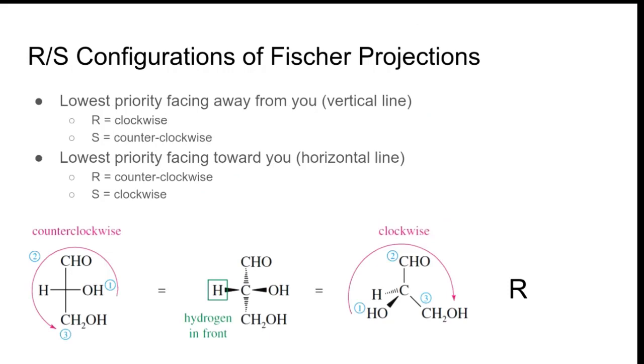Now, when we're looking at R and S configurations of Fischer projections, when we have the vertical line, the lowest priority group is going to be coming towards you, right? For example, over here, this H is coming towards you, and then we circle the others to the left. So it looks like it's S, but it's actually going to be R, right?